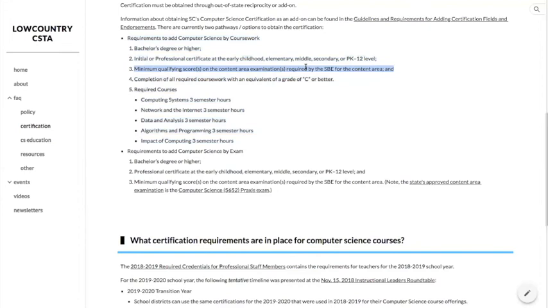Just keep in mind one major difference here is that it is not available to do add-on by exam if you are on initial certification. If you have an initial certificate, you have to do the by coursework route. The exam only route is for professional certificates only.